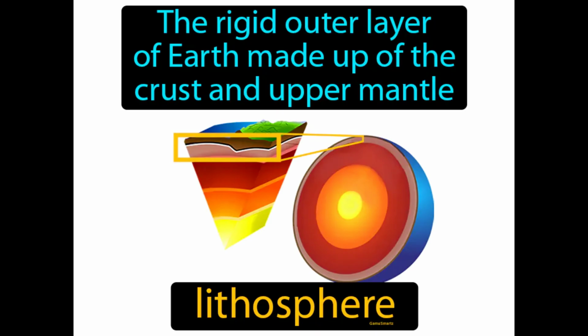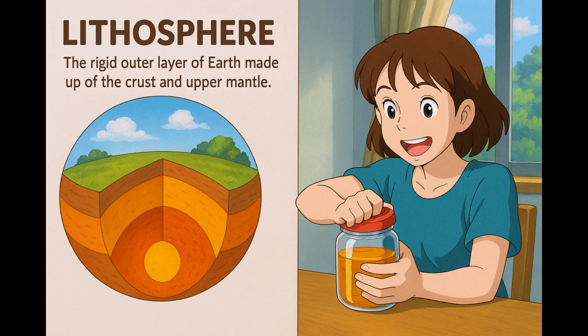The rigid outer layer of Earth made up of the crust and upper mantle. Lithosphere. The lithosphere is the solid, outer part of Earth that includes the crust and the uppermost mantle. Imagine trying to open a stubborn jar lid that just won't budge.